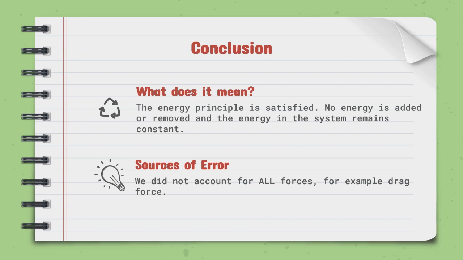So some sources of error. Of course, we did not account for every single force. There could be other forces that were acting on the object and on the system, and these forces acting on the system could potentially do work which weren't accounted for. So it could be, if everything were to be accounted for, that there would be a different result of this lab. For example, drag force wasn't accounted for.